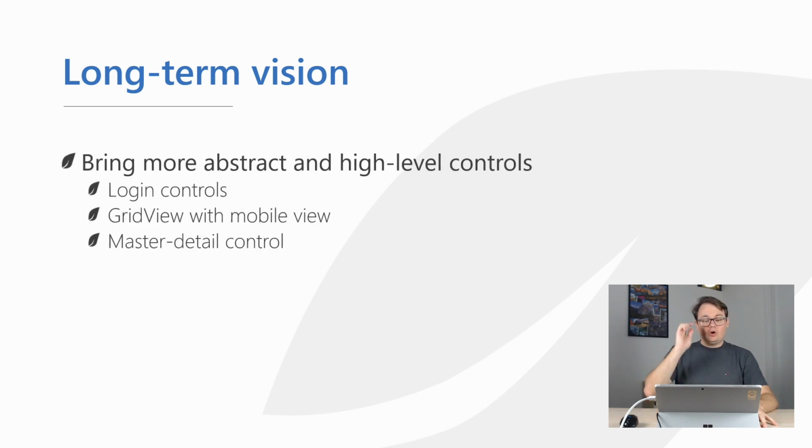We also have some long-term vision for .vvm. This is far beyond .vvm 3.0, but .vvm itself contains some abstract and high-level controls, but we want to make more such things. So, for example, some controls that would handle the login and forgotten password and all those processes connected with user accounts for you. This is one of the things we, for example, would like to provide.